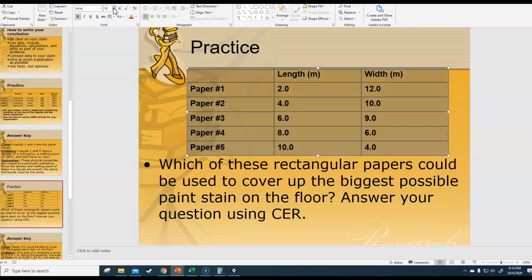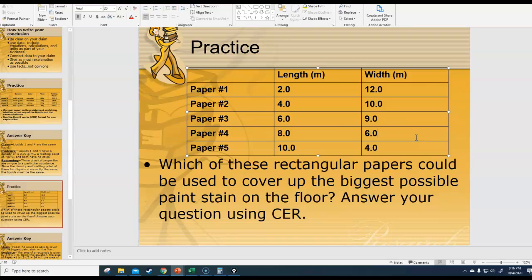Obviously, the CERs we'll do in physics class are going to be more involved. But based off of the data you have available, which of these rectangular pieces of paper could be used to cover up the biggest paint stain on the floor? Answer the question using claim, evidence, and reasoning.